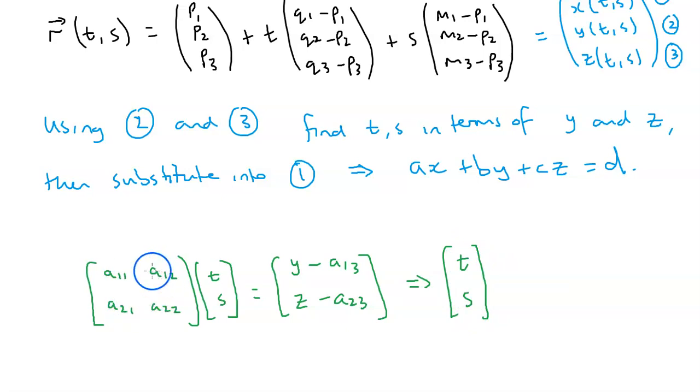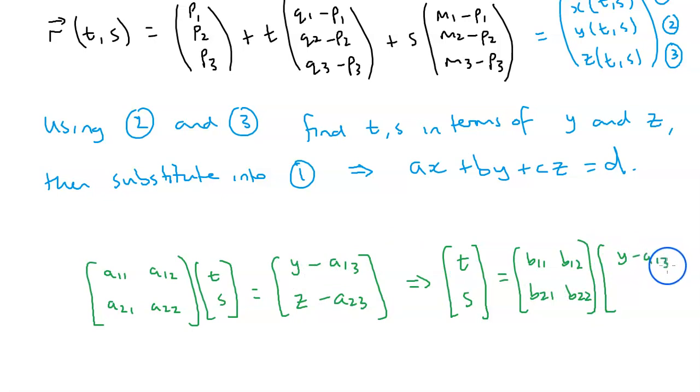Well, let's take matrix inverses of both sides of this equation. So let's say that the inverse of this matrix is B11, B12, B21, and B22. That's the inverse of this matrix here. And then times Y minus A13 and Z minus A23. I'm being real lazy here, but remember my goal was just to show that we end up with an equation of this form here where A, B, and C are real numbers and D is a real number as well.